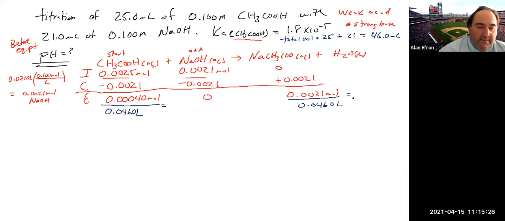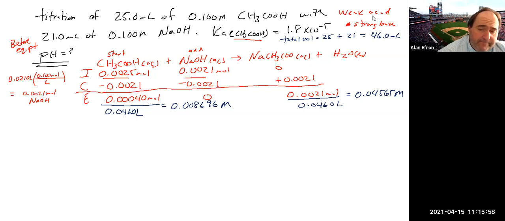These guys, 0.0004 divided by 0.046 gets us something like 0.00896, I'll call it. I'll go a little bit more decimals. 0.0021 divided by 0.046 is going to give us 0.04565 molar. Any questions so far?